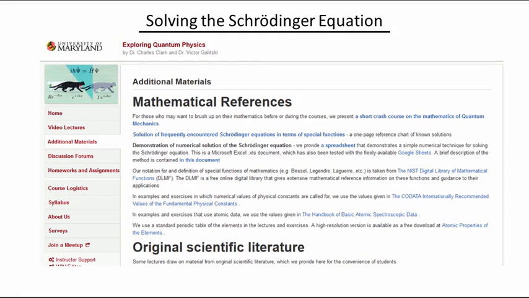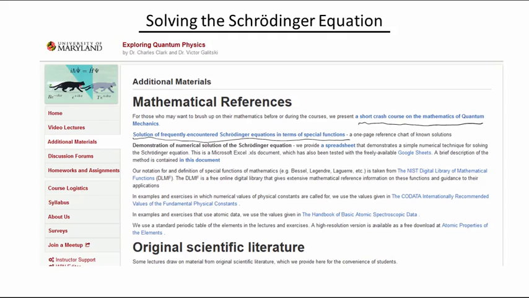Several other resources for you. A short crash course on mathematics. That's certainly worth looking at, constructed by Zach Raines and his collaborators, and it gives you a pretty good idea of the level of mathematical treatment that's done in this course. Another is a one-page guide to the known solutions of the Schrodinger equation in terms of special functions.